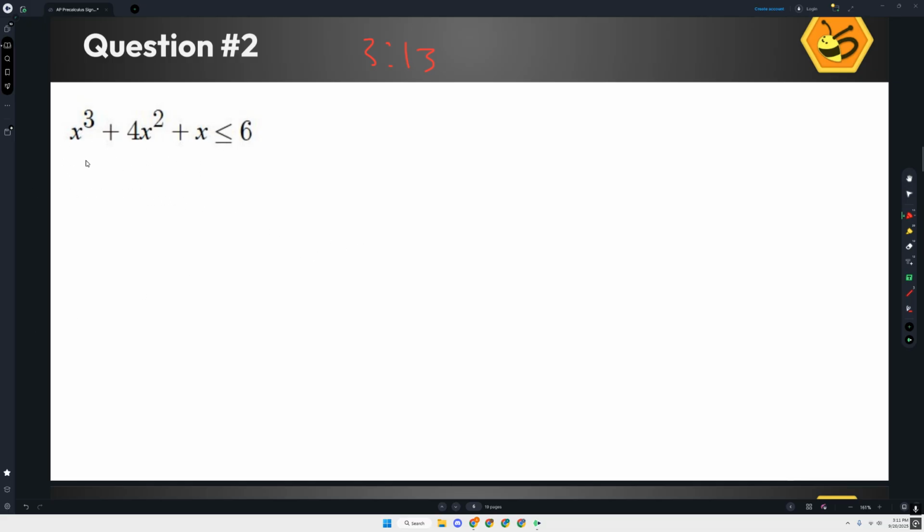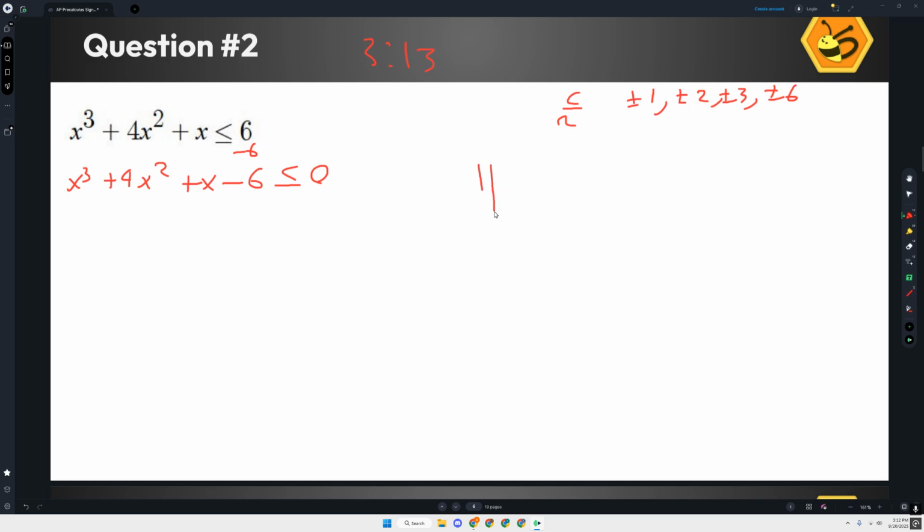Cool. Okay, so the first step would be to subtract the 6 to the other side. So we're going to have x to the 3 plus 4x squared plus x minus 6. And if you look at this, you can't factor by grouping. You can't factor a variable out. So you're going to have to use synthetic division. Synthetic division is pretty much you just test values of c divided by a. So you could test plus or minus 1, plus or minus 2, plus or minus 3, or plus or minus 6. We're going to test 1 first.